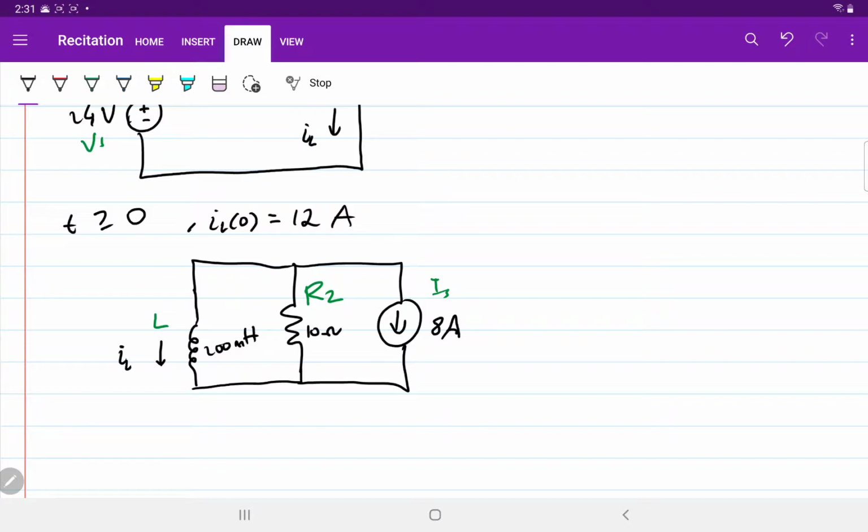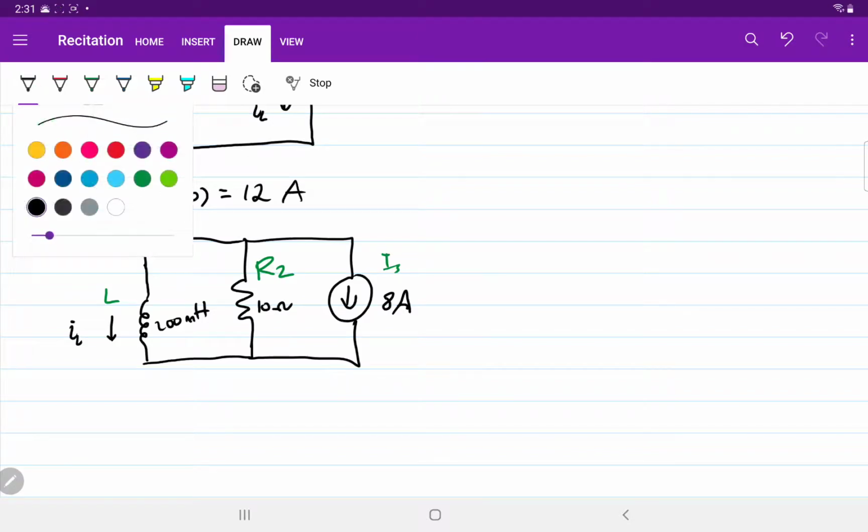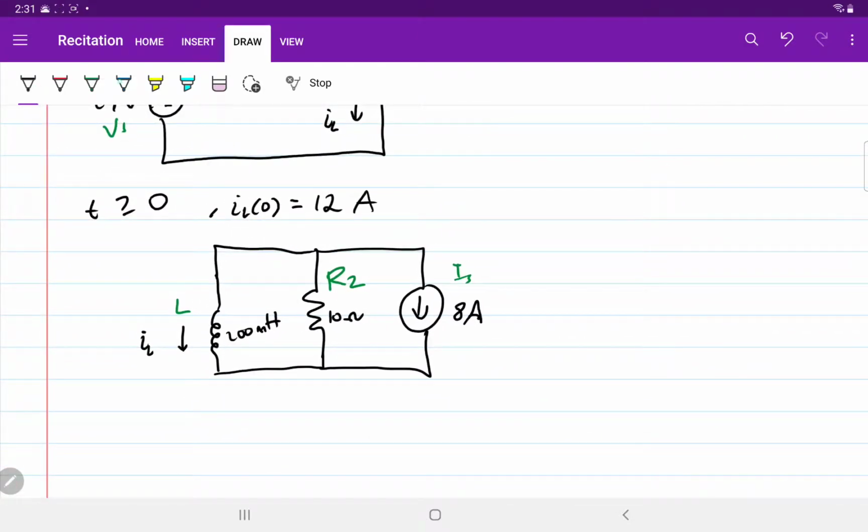Okay, all right, so what do we know? Let us define, plus minus here, VL as the voltage across the inductor, and let us also define VR as the voltage across this R2 resistor.